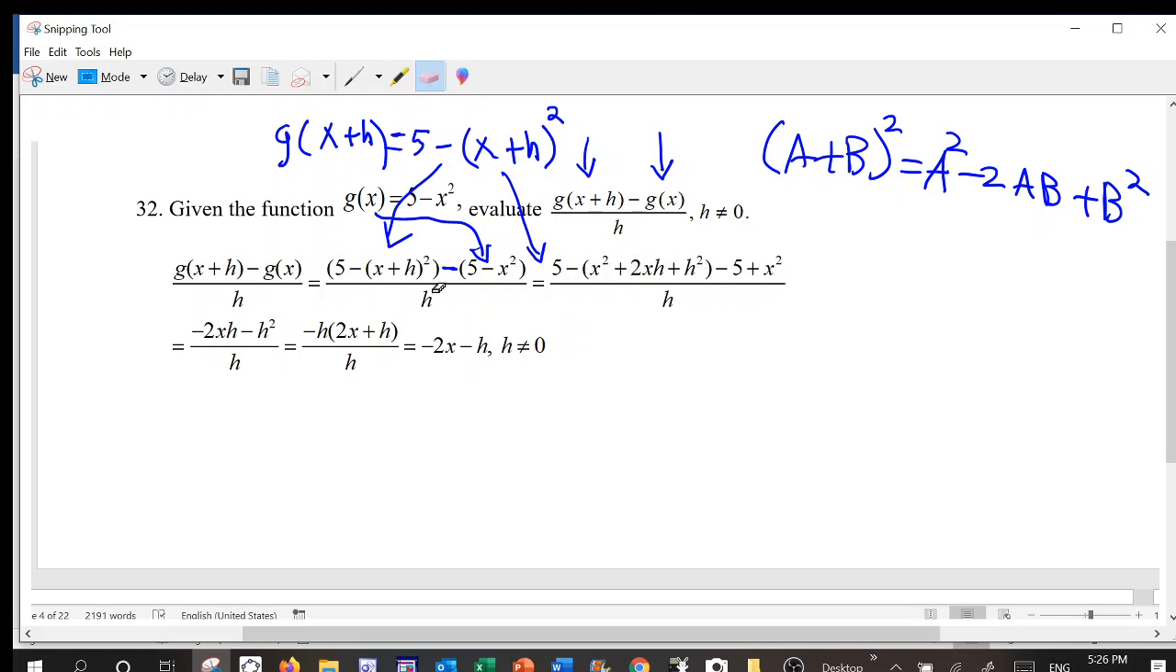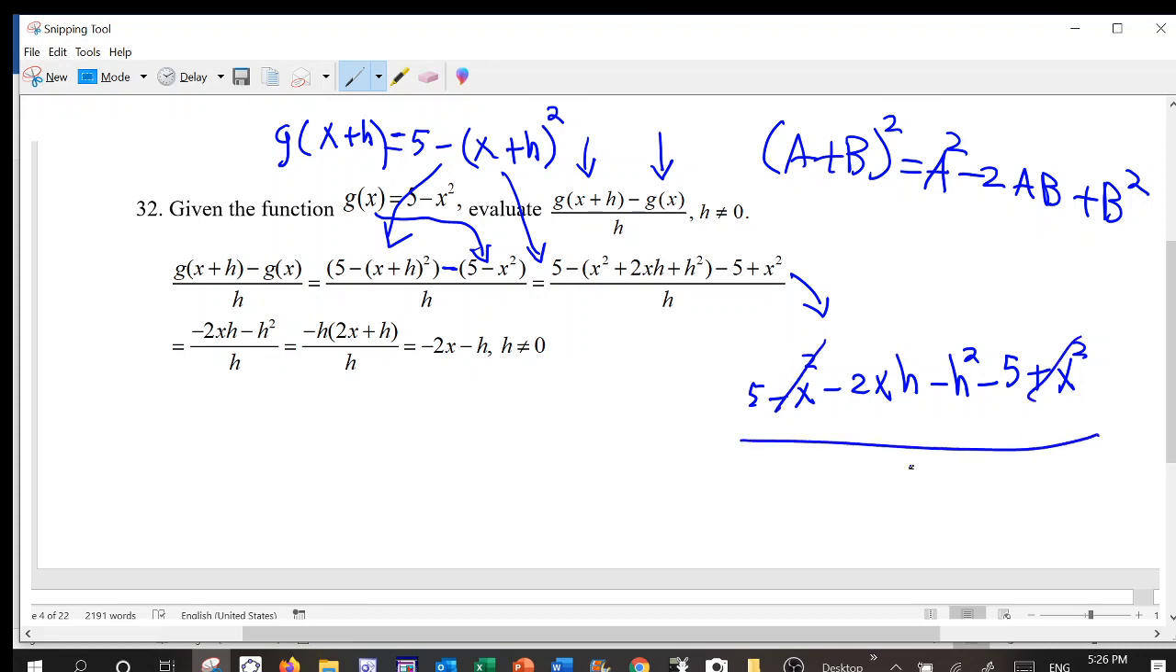And then also you distribute this minus, and you end up with this. And to simplify this, let me do it right here. So we get 5 minus x squared minus 2xh minus h squared minus 5 plus x squared, because that would be minus 5 plus x squared. Now this x squared cancels this x squared, and the denominator is h, right? And this 5 cancels that 5. So what you're left with is this, and is right here, over h.